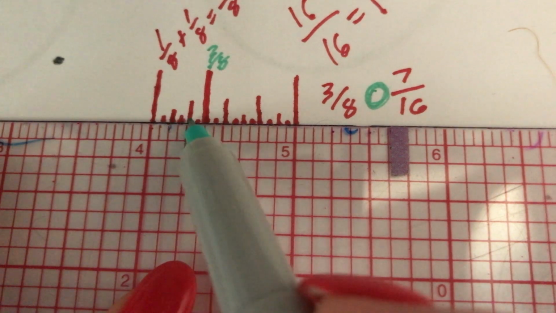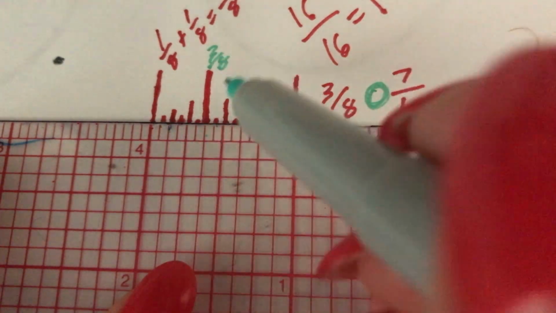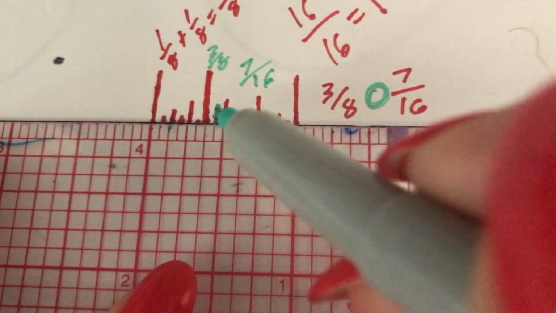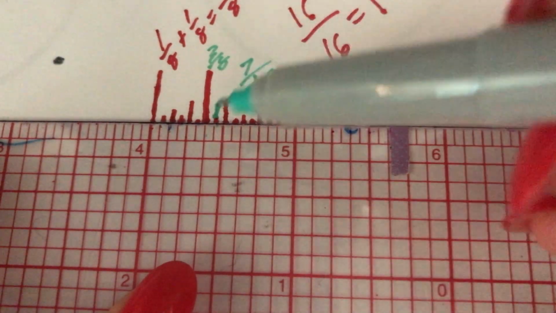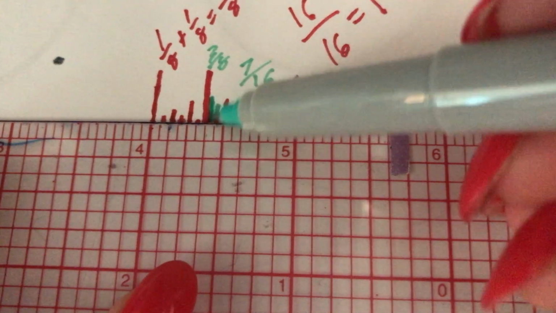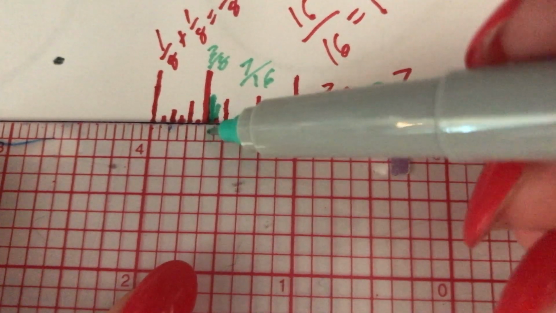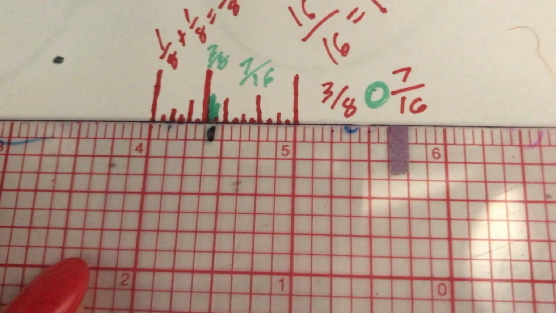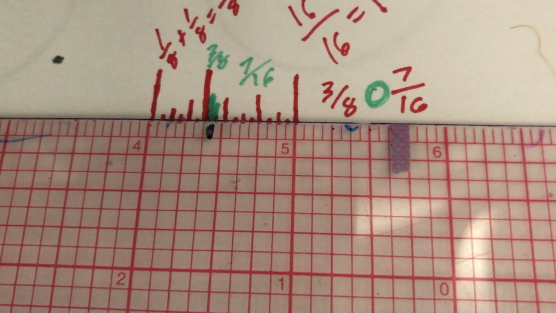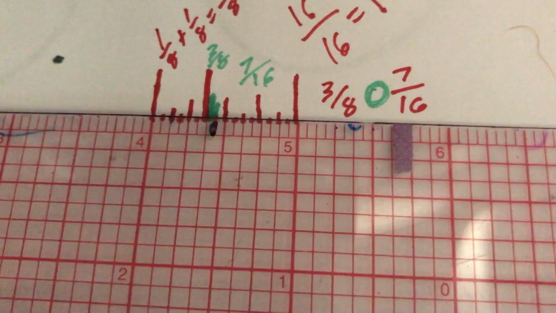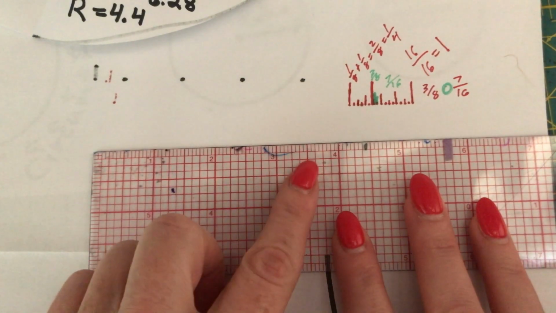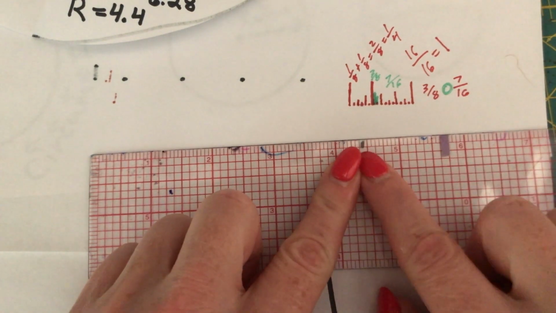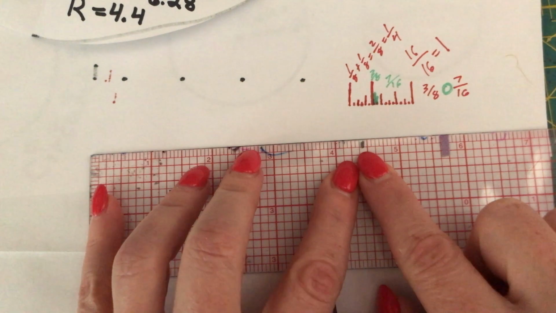Let's find 7/16 now. 1, 2, 3, 4, 5, 6, 7. This is 7/16. So our point of radius is right here. So where are we landing? Right there. That's where I want my radius to be. Inch 1, 2, 3, 4, and something in between 3/8 and 7/16, which is here, and this is my radius.